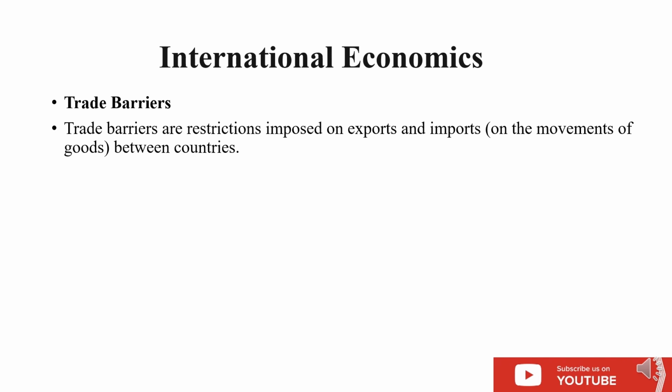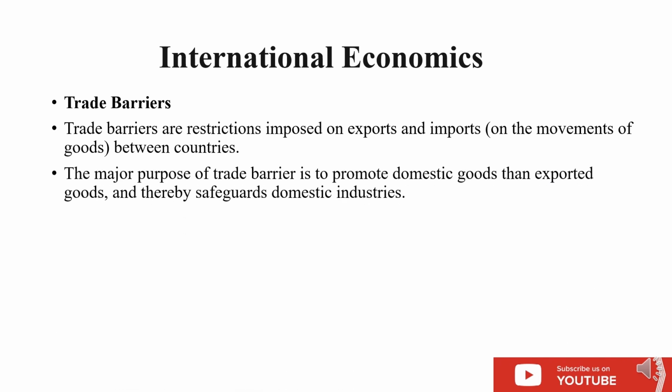Trade barriers are the restrictions imposed on exports and imports between countries. When goods move from one country to another, or when two or more countries, a group of countries, start importing and exporting, there are some trade barriers. We will discuss them one by one. The major purpose of trade barriers is to promote domestic goods over imported goods and thereby safeguard domestic industries.